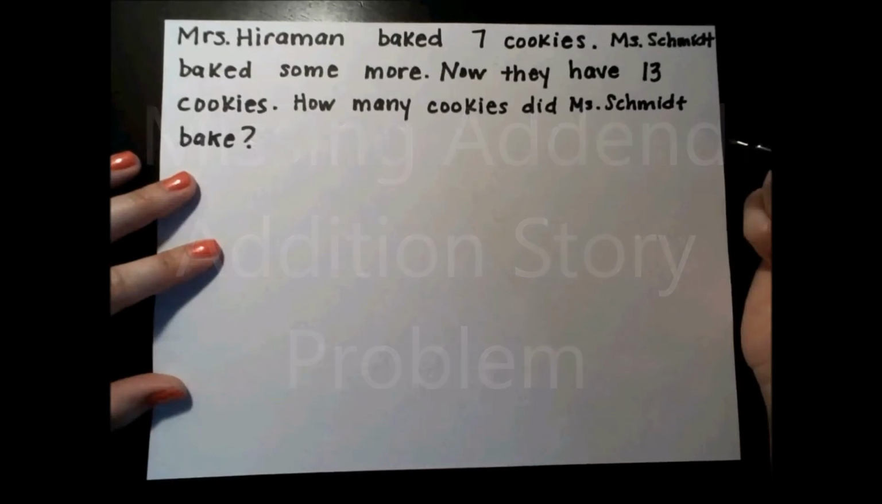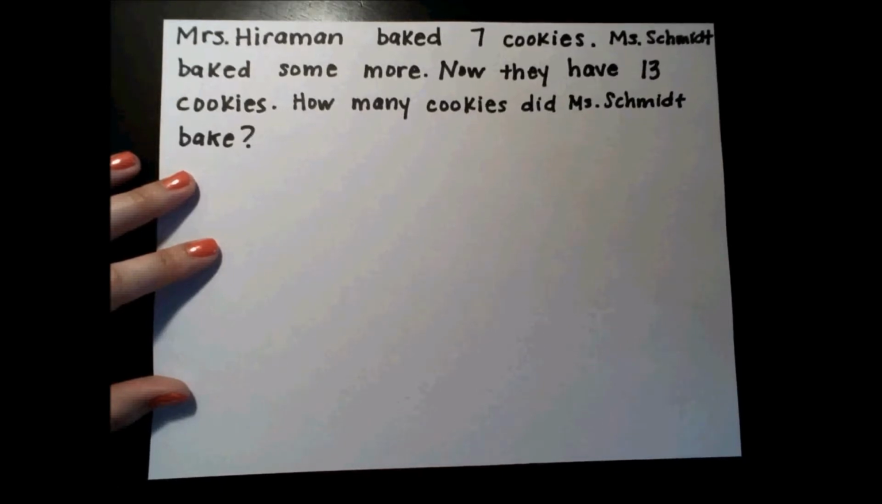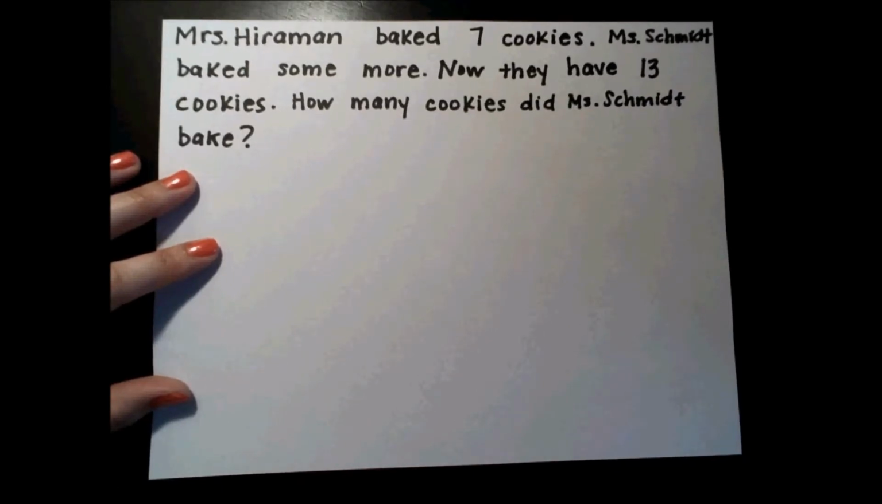These types of story problems are called missing addend addition story problems. So in these types of stories, we know what's happening in the beginning, so we know one part, and we know how many they have at the end, but we don't know how many they have in the middle. So I'm going to give you a strategy called the beginning, middle, and end strategy to help us determine what the equation is. So let's read the story together.